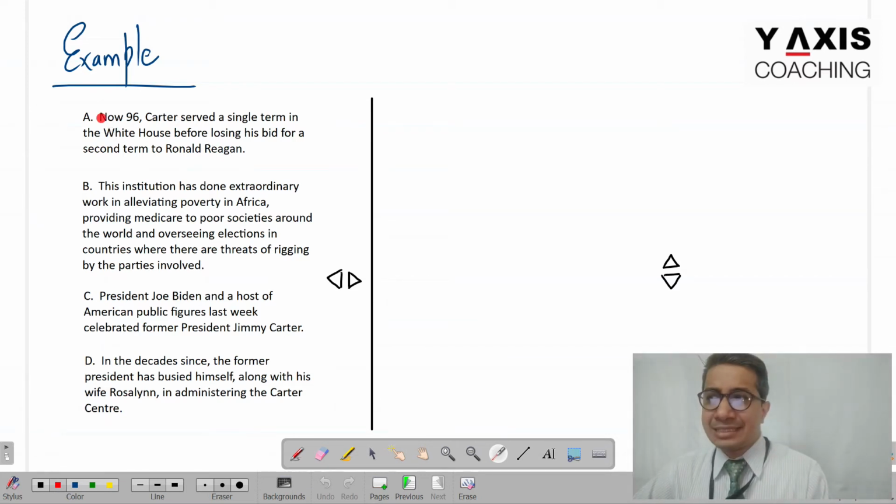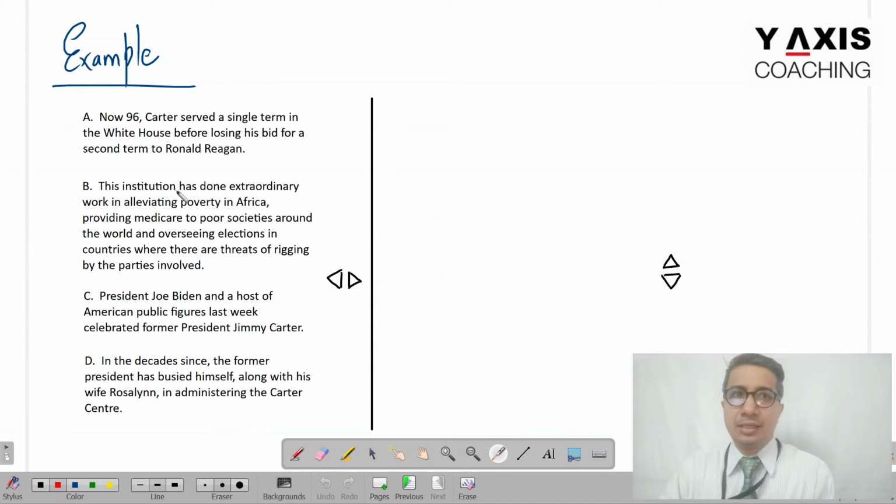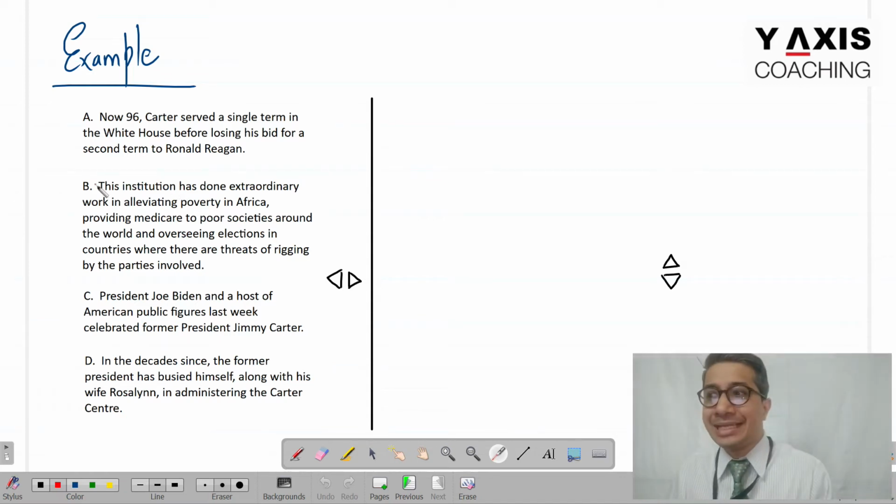So even though it is a complete, sensible statement that does not really rely on anything else to make sense, because of this it can't really be an independent topic sentence. What about B? B has a pronoun, this institution, so we can't start a paragraph with a pronoun. It begs the question, what do you mean by this institution? Is it talking about X, Y or Z? We don't have that information, and hence B is not the best candidate for sentence 1.